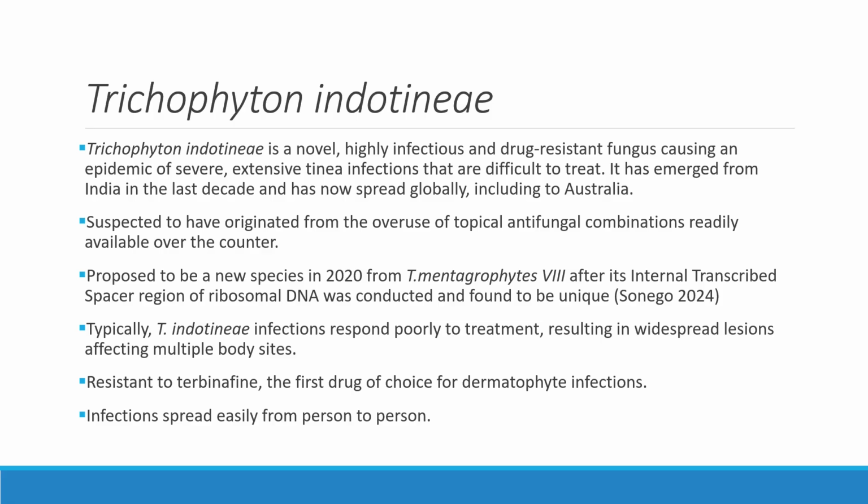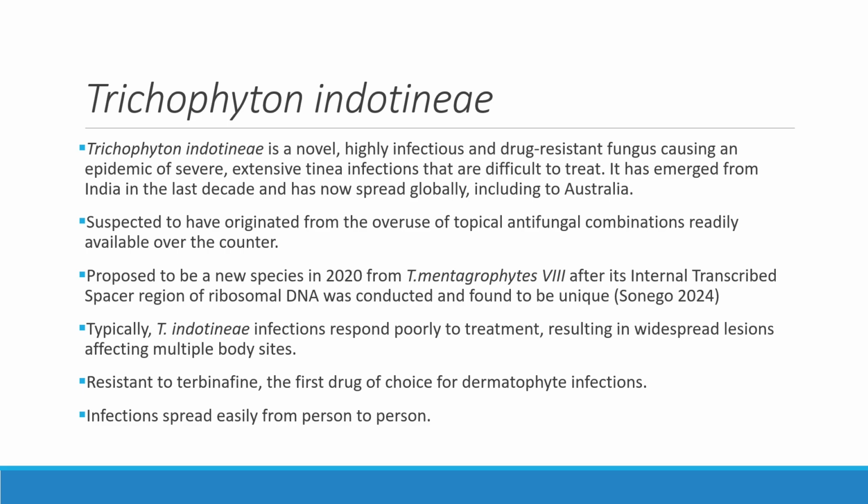So, Trichophyton indotineae, the most important species of Trichophyton we'll go into detail today, and the whole reason for this new assay being created. Trichophyton indotineae is a highly infectious drug-resistant fungus that can cause extensive tinea infections that are very difficult to treat. It has emerged from India within the last decade and has now spread globally, including to here in Australia.